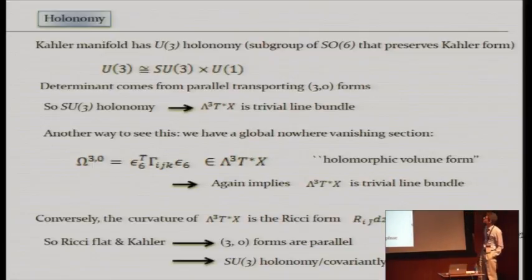Okay. Now, U3 is essentially reducible. It has an SU3 part and it has a U1 part. And the U1 part of the U3 is just the determinant. For a 3 by 3 complex matrix which is unitary, the U1 part is just the determinant.